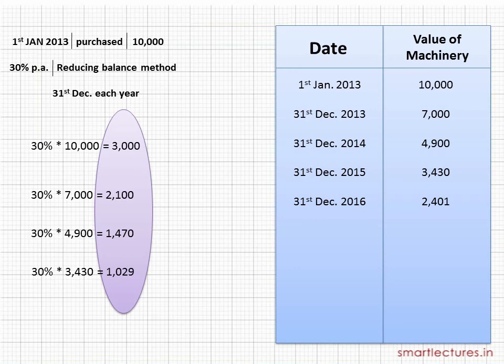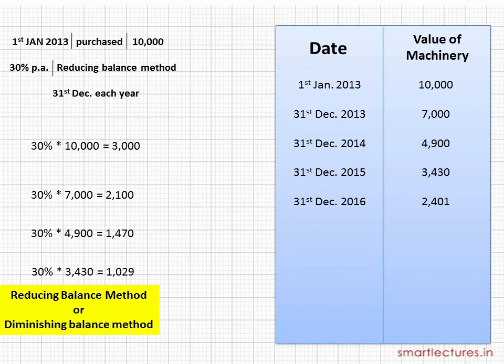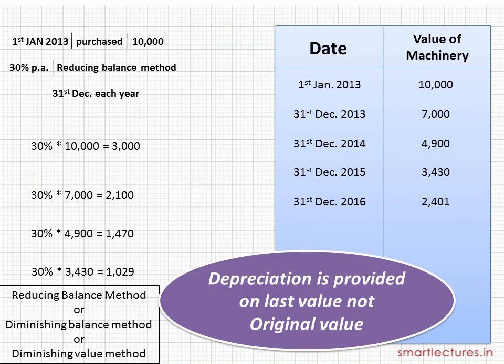It means the value of depreciation is going down and down every year. That's why it is called reducing balance method, and it is also called diminishing balance method, and sometimes it is called diminishing value method. So whatever you want to call it, one thing is clear: the amount of depreciation will go on reducing every year, because the depreciation is provided on the last value, not the original value.